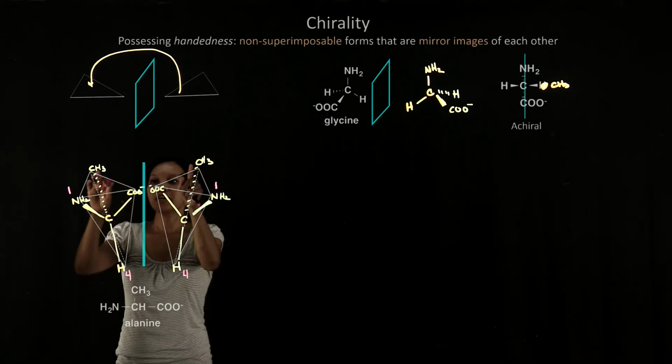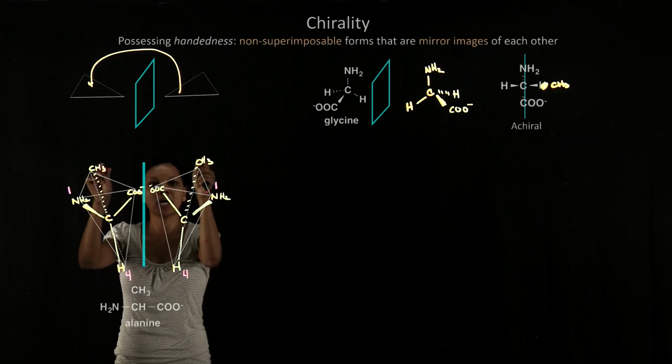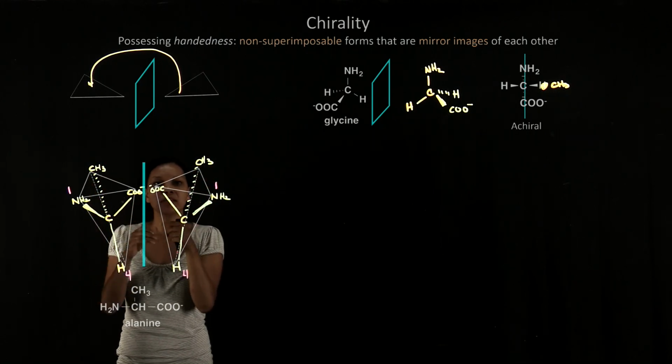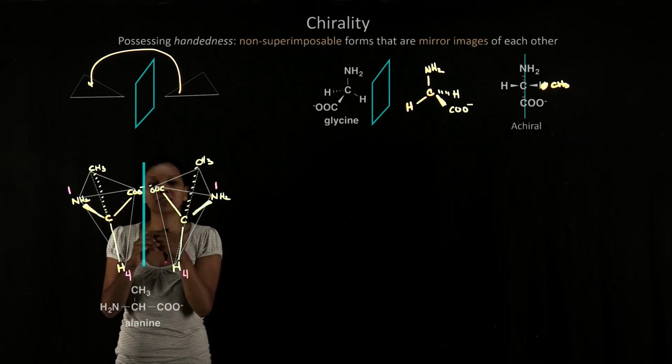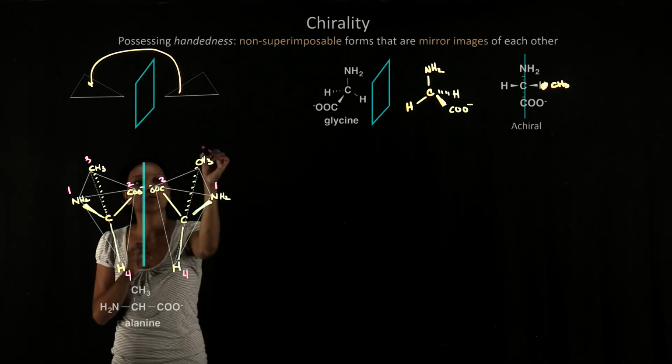Now, the carbons here both have the same atomic number, and so we branch out into the next atoms. Here we have oxygen, and here we have hydrogen. Oxygen is higher than hydrogen, and so the carboxylates get the second priority. So we'll put 2 over here, and we'll put 3 for the methyl groups.